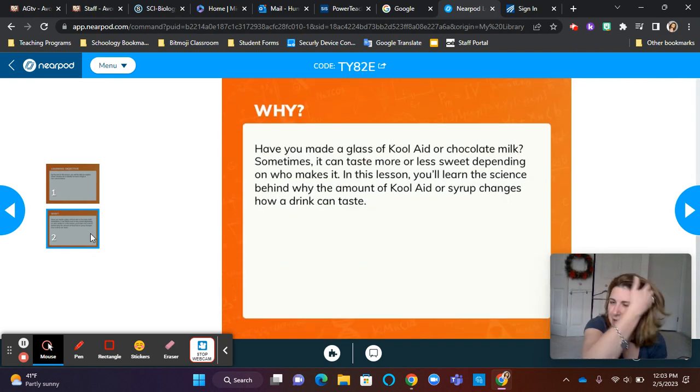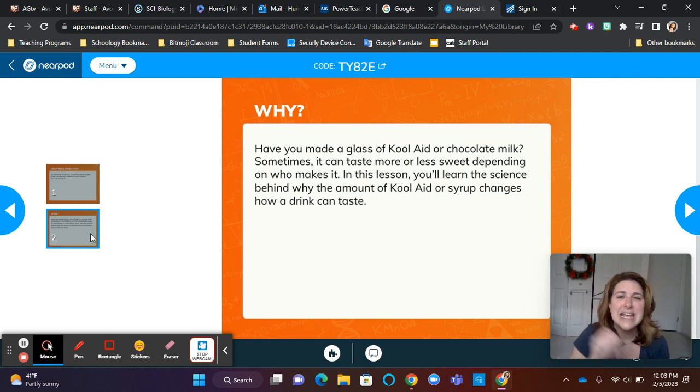And then we're going to think about it to start to learn about it. Have you ever made a glass of Kool-Aid, like out of a powder? Or have you made, like, I know Gatorade has powder. What other powder drink mixes? Or chocolate milk, you put like the syrup in. So sometimes when you're making that, or like those little dropper things that go in, like for the sweetness.